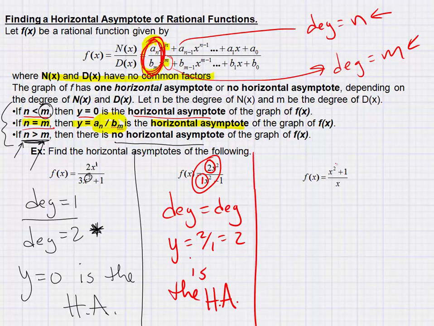Last one. 2, 1. The degree of the numerator is bigger. If the degree of the numerator is bigger, there's no horizontal asymptote. So in this case, there's no horizontal asymptote. So you can see how you find these horizontal asymptotes and how you find these vertical asymptotes. Vertical asymptotes, you look at the zeros of the denominator. Horizontal asymptotes, you look at the degrees of the numerator and denominator, and that dictates where your horizontal asymptote, if you're even going to have one, will be. So you're going to have to get used to doing these and following some of the examples.